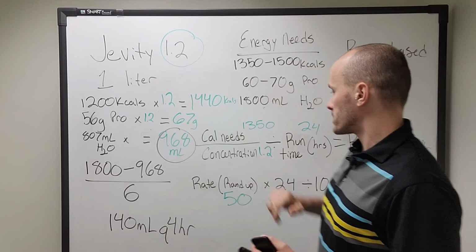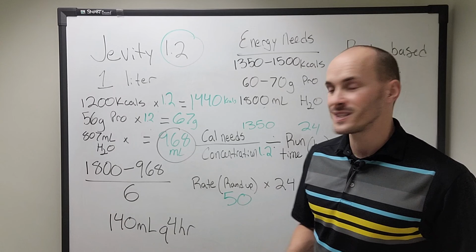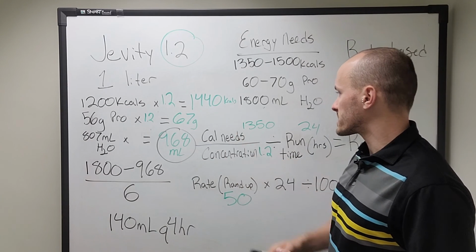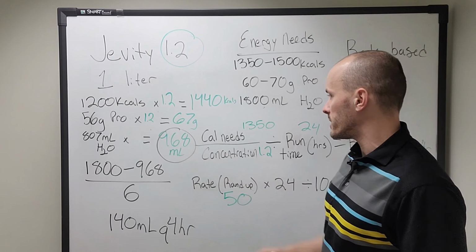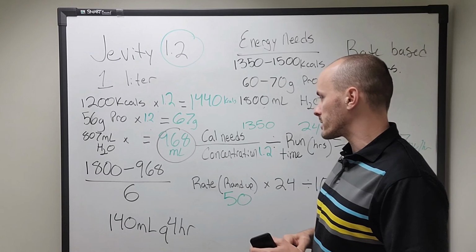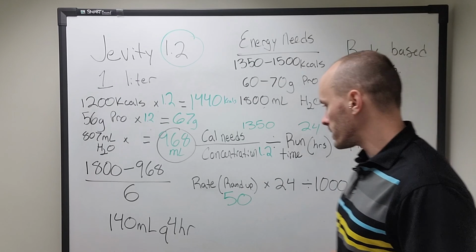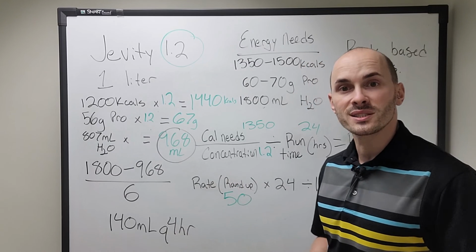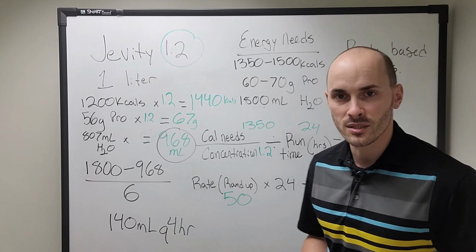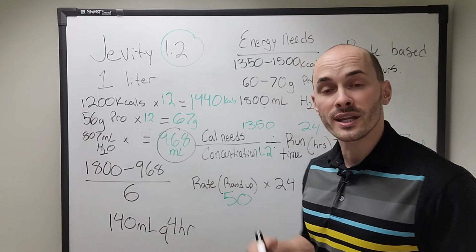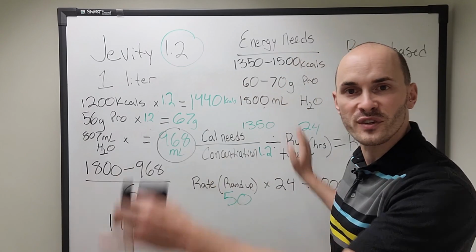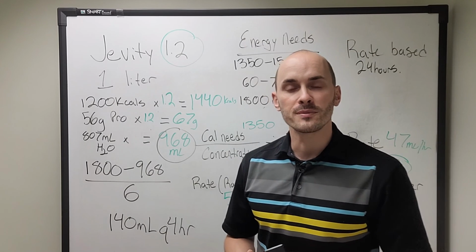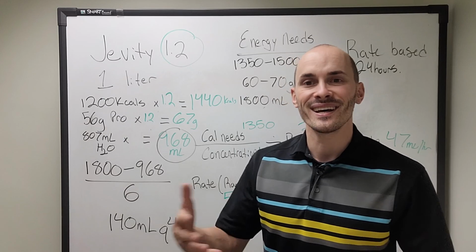Recommend Gevity 1.2 at goal rate of 50 mils per hour to provide 1440 calories, 67 grams of protein, and 968 milliliters of free water. Recommend 140 mil Q4 hour flushes to meet hydration needs. Now, this doesn't include an advancement schedule. This is just to figure out what their goal is. So we will talk about advancement schedules in the next video.